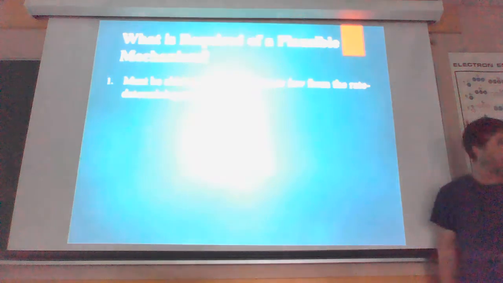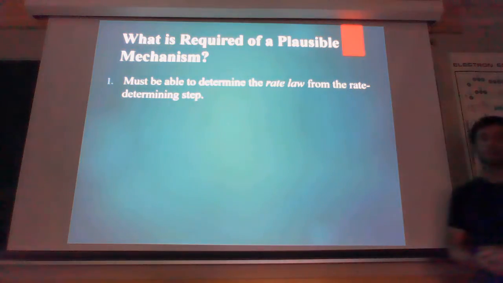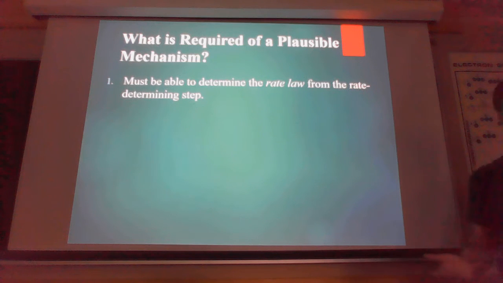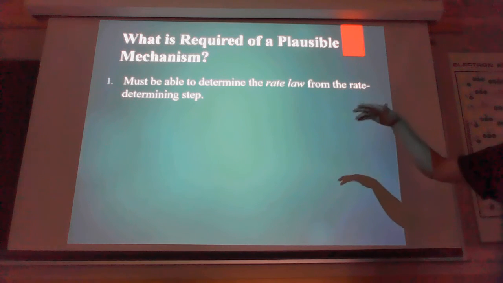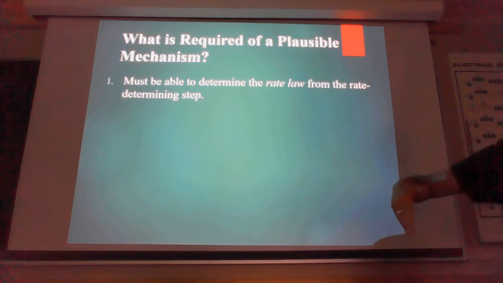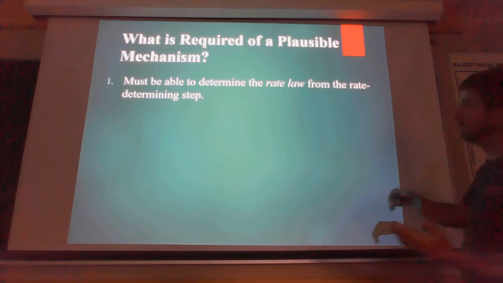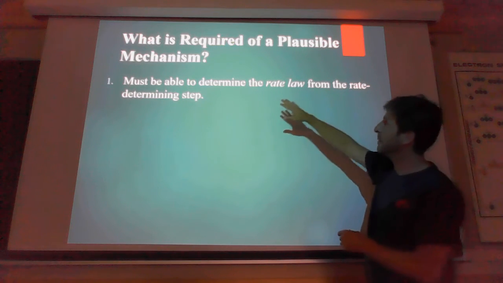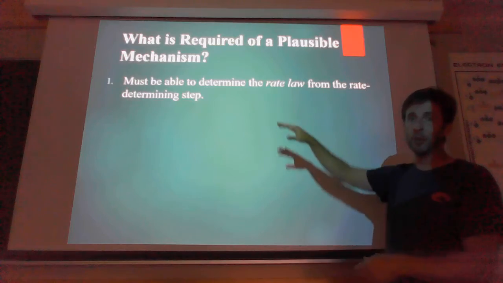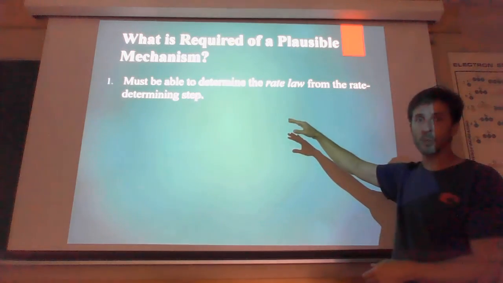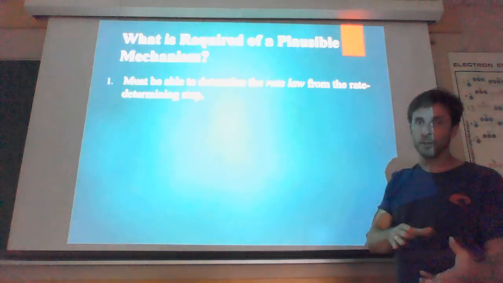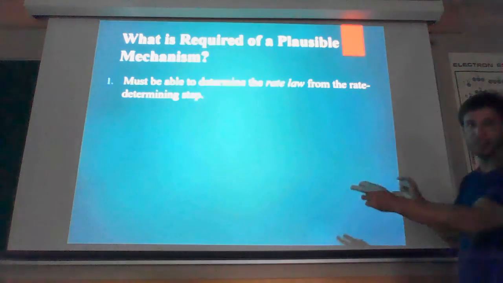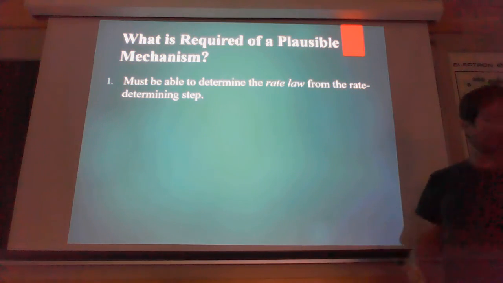Okay? So, when we are given a mechanism, and if we want to decide, is it reasonable? Is it plausible? Like, is it possible that it's a true mechanism? Well, number one, we need to be able to look at each step, and we should be able to write a rate law that applies to each one, which we've learned enough, so you should be able to do that. But you have to have a balanced equation for each step.